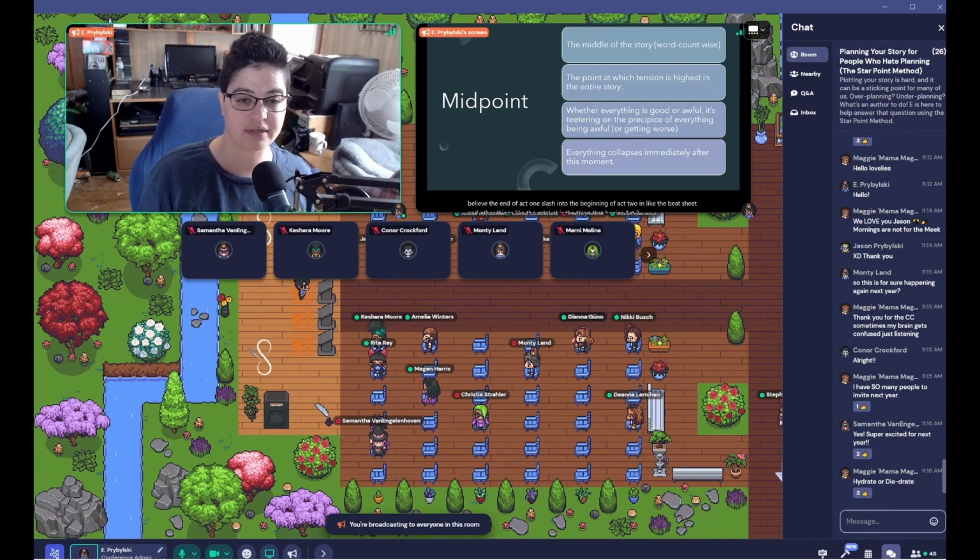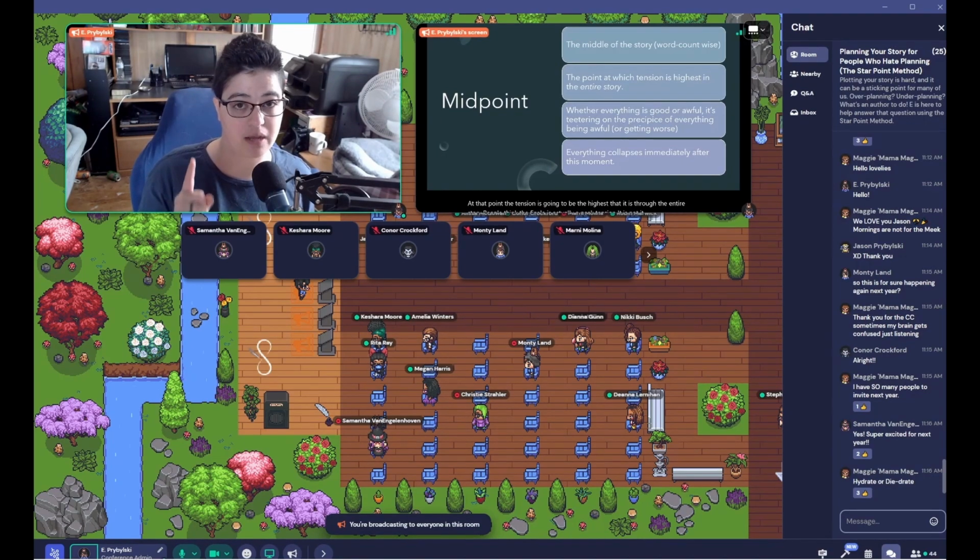Then you have the midpoint. This is typically, for obvious reasons, usually around the center of the story, word count-wise. This is the middle of the story. And I don't mean the middle section, I mean the actual middle point. At that point, the tension is going to be the highest that it is through the entire story. People think the finale is actually peak tension. It is not. It is the midpoint.